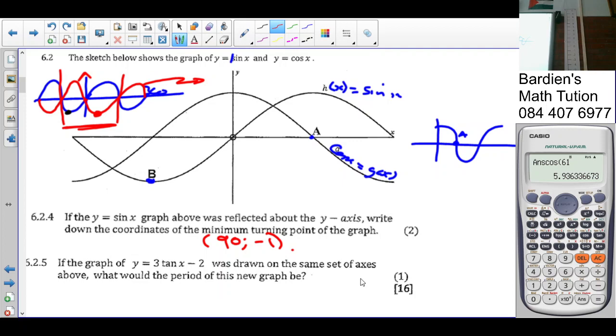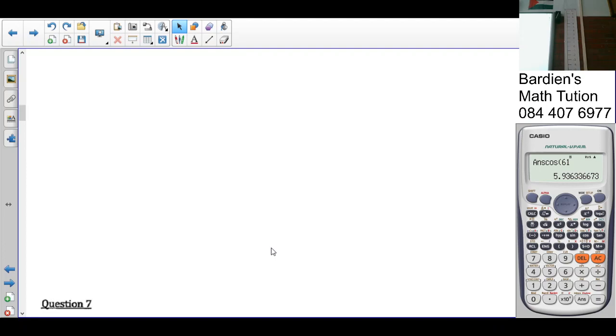If the graph of y equals 3 tan x minus 2 was drawn on the system of axes above, what would the period of the new graph be? What's the period of a tan graph? 180 degrees. So that will simply be 180. Okay. Any questions? Okay.